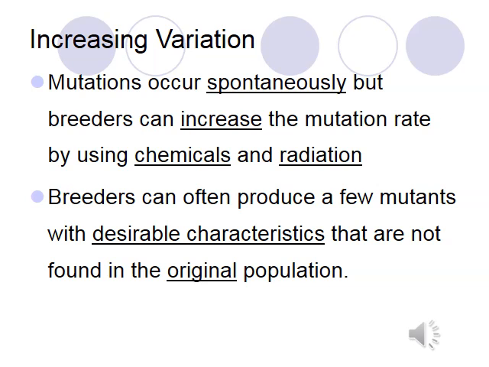Okay, so we increase variation. Mutations occur spontaneously, but breeders can increase the mutation rate by using chemicals and radiation. Breeders can often produce a few mutants with desirable characteristics that are not found in the original population. And once again, please understand, this is not a technique used on animals. It is used primarily to produce more plant species.